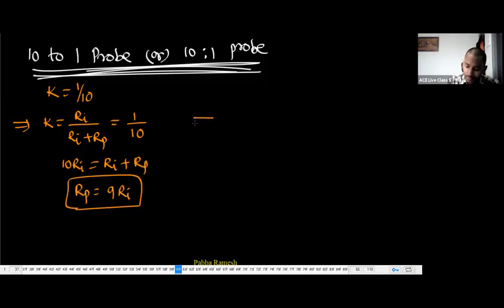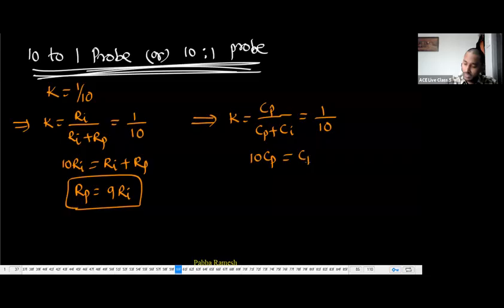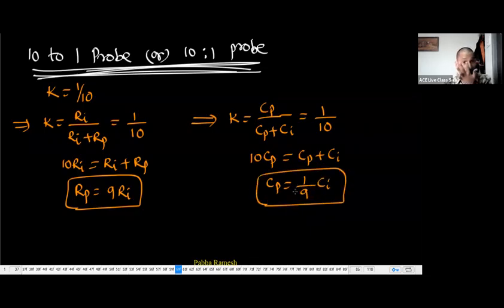Now, in the same way, K equal to Cp by Cp plus Ci is equal to 1 by 10. Now, 10 Cp is equal to Cp plus Ci. Here, what will be there now? Cp is equal to 1 by 9 times Ci. If this is satisfied, we can say yes, K is 1 by 10. We can design the attenuation factor of 1 by 10.